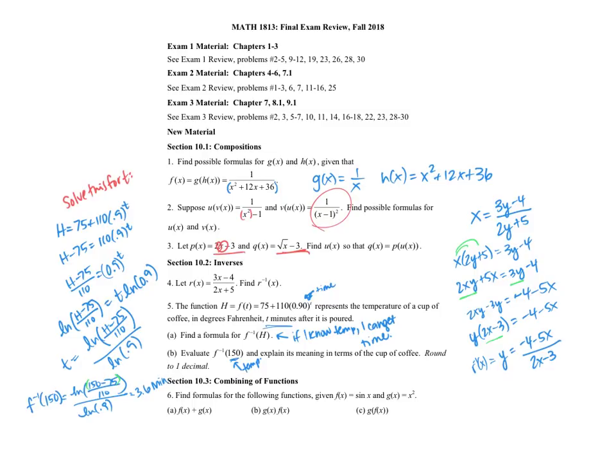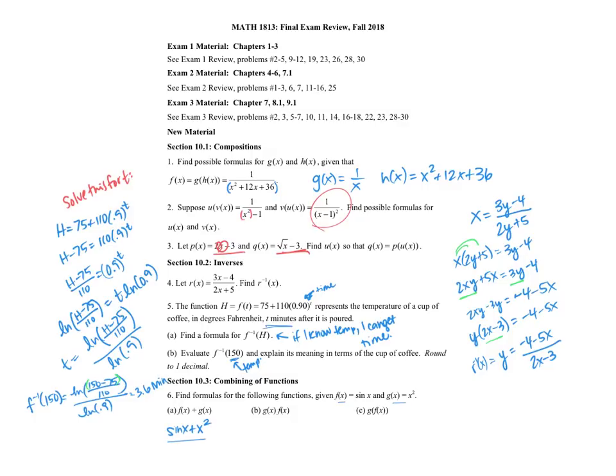The next one, I have f of x is sine x and g of x is x squared. I want to combine these functions in this way. So this is just function addition. So f of x plus g of x is going to be sine x plus x squared. Okay, so that's my answer for A.